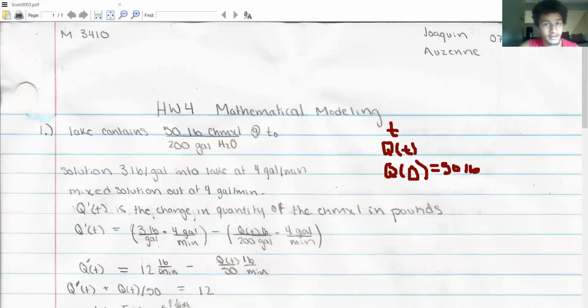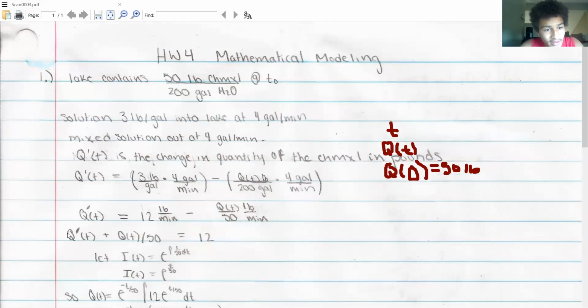We can take the rate in minus the rate going out, and this will be equal to the change in the quantity of chemical in the lake at any given time, in pounds. So right here we have a differential equation. We can move Q(t) divided by 50 to the left-hand side. So we're adding Q(t) divided by 50 on both sides. We're going to get dQ/dt plus Q(t) divided by 50 is equal to 12.